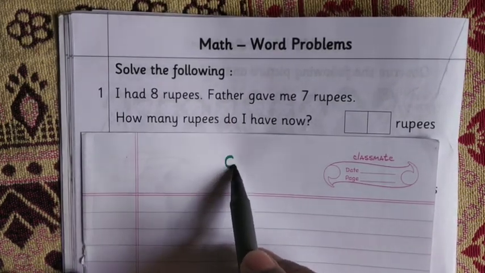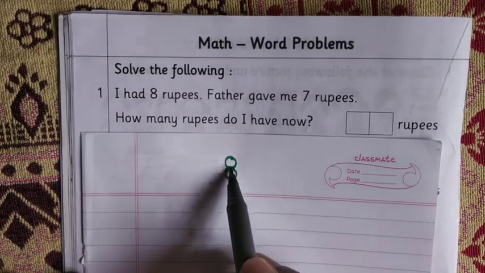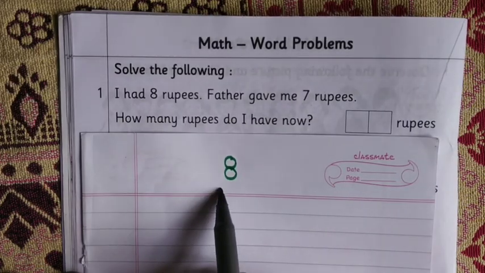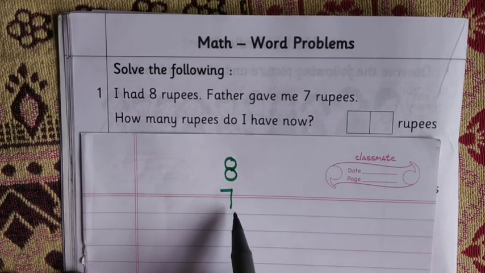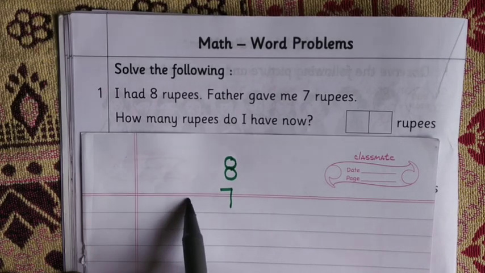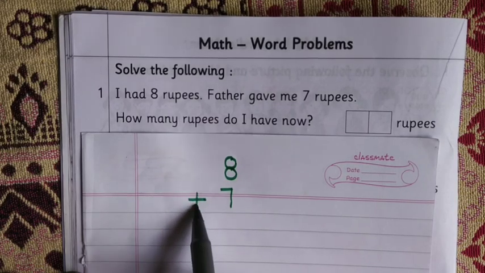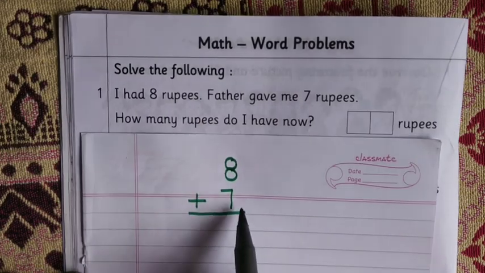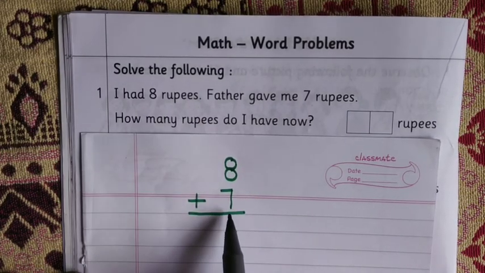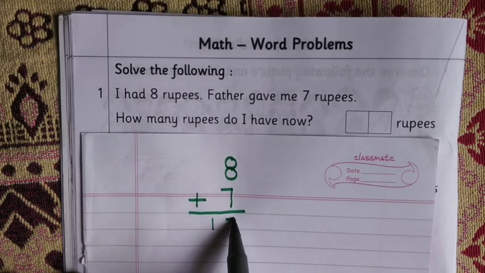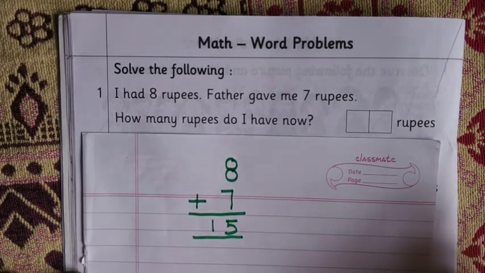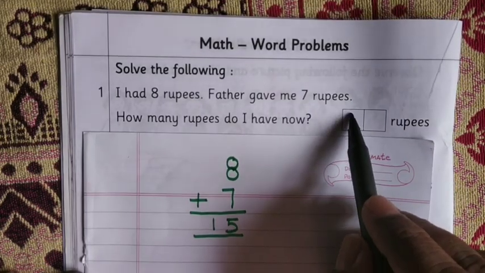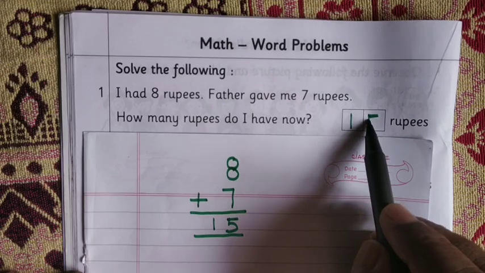I had 8 rupees and father gave me 7 rupees. So how many rupees will I have now? Means you have to find out the total. That means addition you have to do. 8 plus 7 is 15. I have now 15 rupees. So here you have to write 15 rupees.